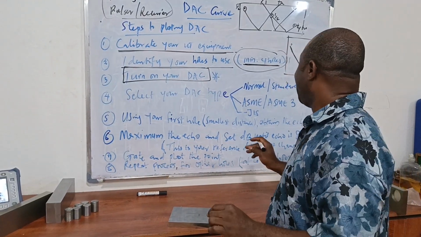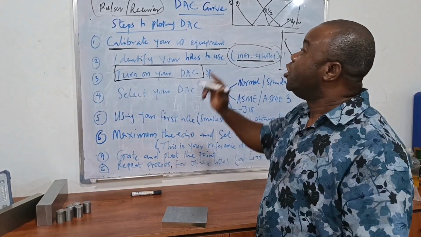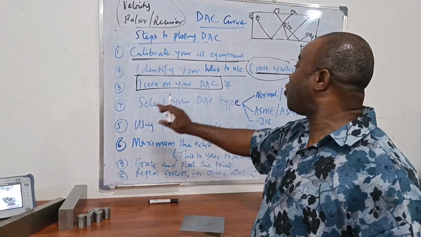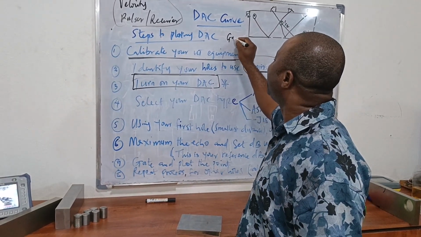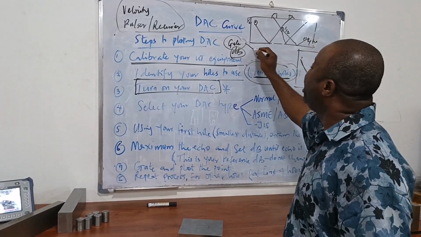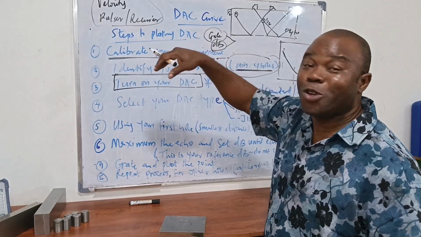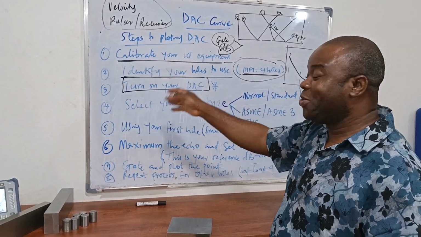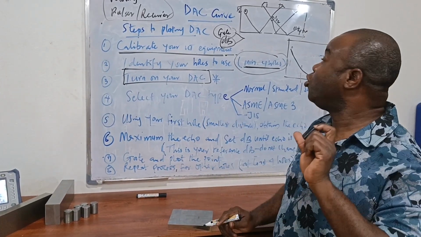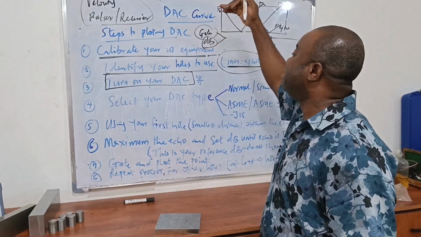That's why we said you don't need to alter your dB, you don't need to alter anything. The only two things that will change once you have turned on your DAC are your gate and your dB. These are the only two things you should adjust when you start plotting your DAC. Do not go touching velocity. You can't do any other thing because it will be frozen. So ensure that you have done everything you need to do before you turn on your DAC. You are left with only adjusting gates and dB.